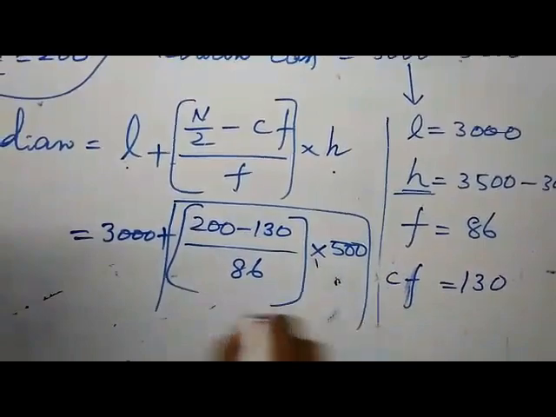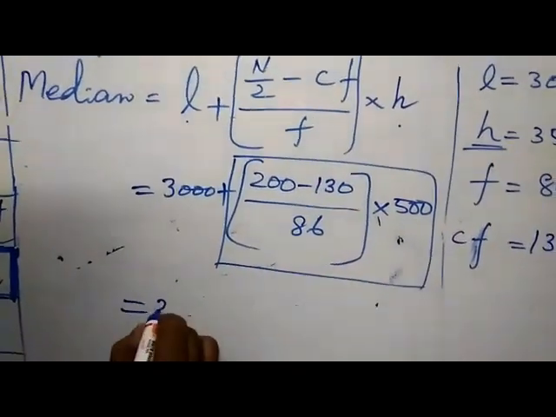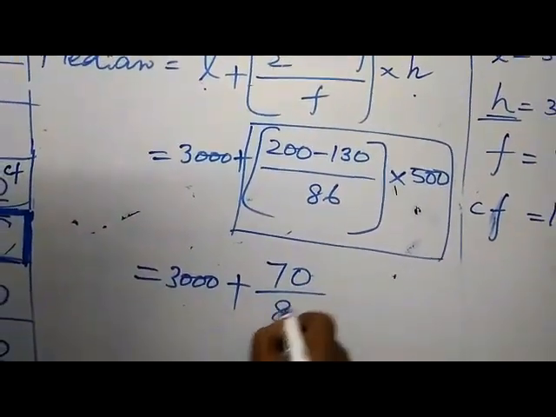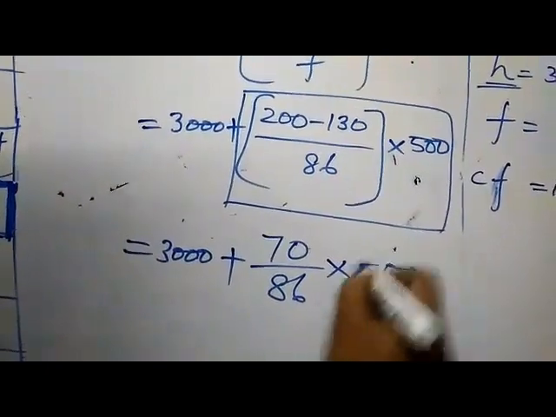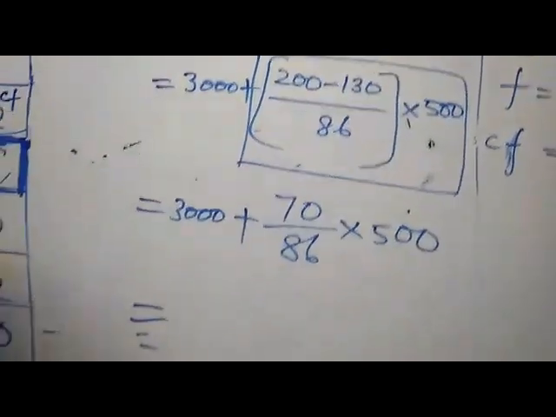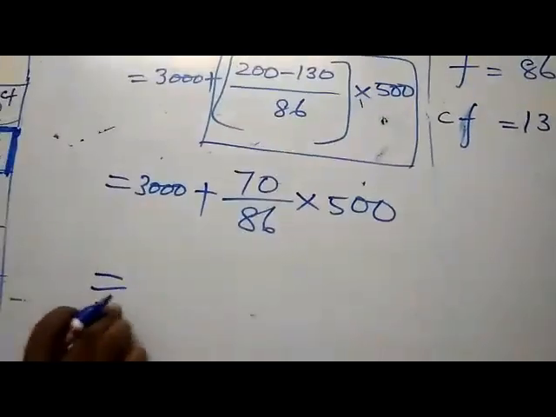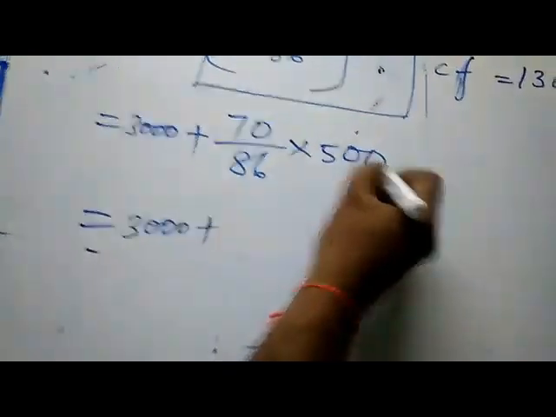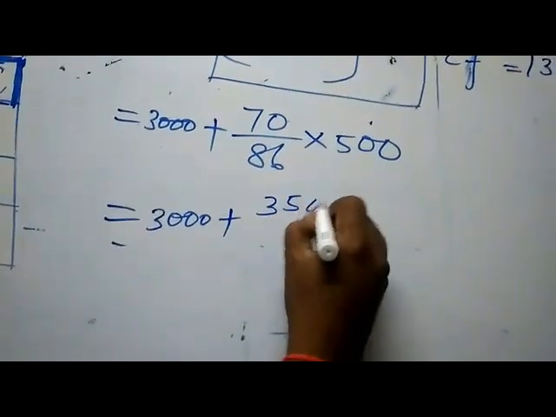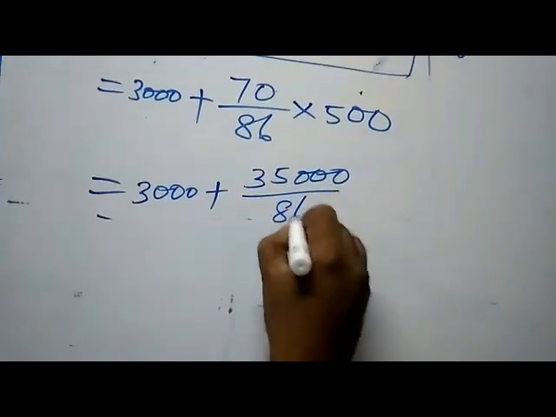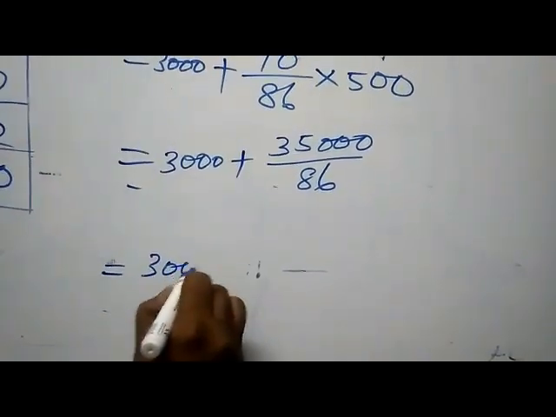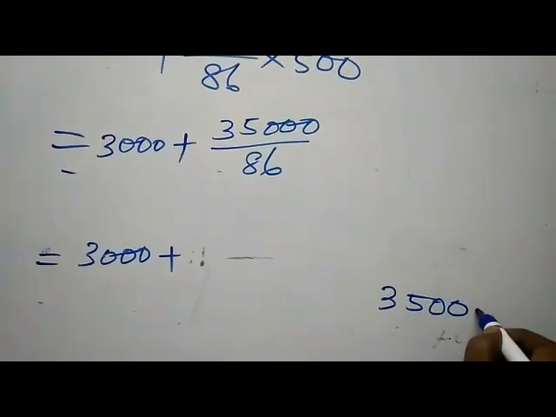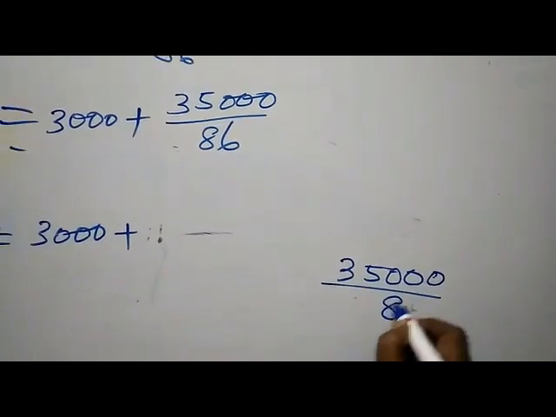This is a separate part. First you simplify that one. 3000 plus 70 by 86 into 500 is equal to 3000 plus 70 into 500. 7 5s are 35, so 35,000 by 86.